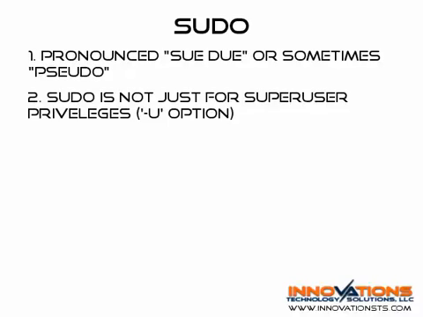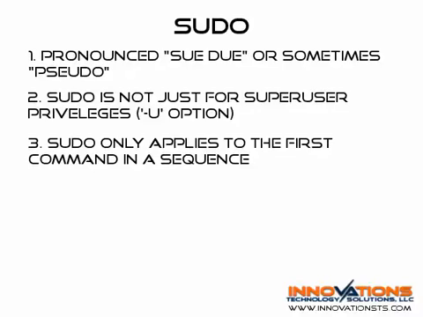Now, if you've ever tried to use sudo to run a command sequence such as a pipeline, where each step required superuser privileges, you probably got a permission denied error. This is because sudo only applies to the first command in the sequence and not the others. There are multiple ways to handle this, but there are two that stand out to me.